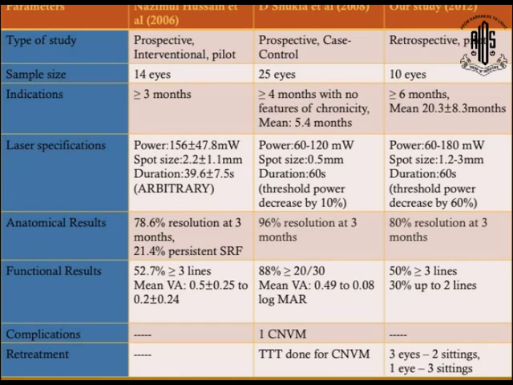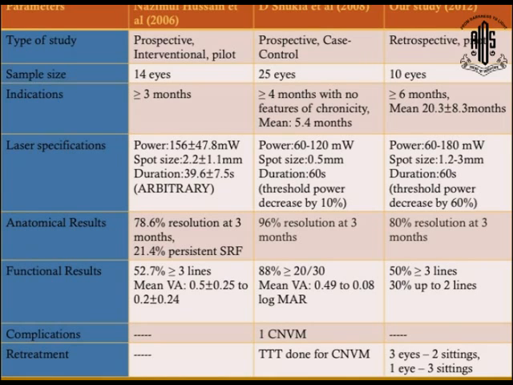For anatomical results, Nasmulisan had almost 78% resolution at 3 months, D. Shukla had almost 96% resolution, and we had a good success rate of 80% resolution in 3 months. Functional results were nearly the same. 50% of patients had more than 3 lines of improvement in the Nasmulisan series, with 88% of patients having 20/30 or better vision in D. Shukla et al. We had around 50% of patients with more than 3 lines of improvement, and 30% with 2 lines of improvement. So overall it was around 80% visual acuity gain in our patients.